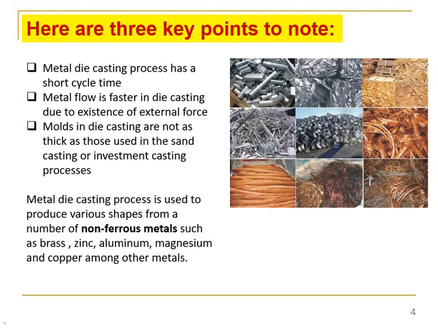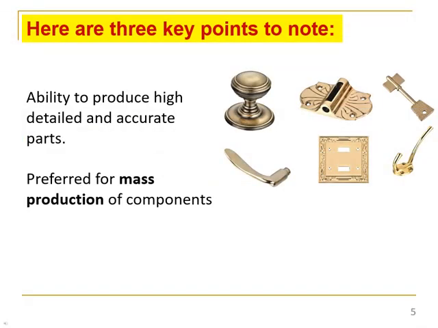As shown in the pictures here, the metal die casting process is used to produce various shapes from a number of non-ferrous metals such as brass, zinc, aluminum, magnesium, and copper, among other metals. Die casting is one of those manufacturing processes with the ability to produce highly detailed and accurate parts. It is also preferred for mass production of components as opposed to other manufacturing processes. Take for instance, faucet parts, door knobs, decorative parts, etc.